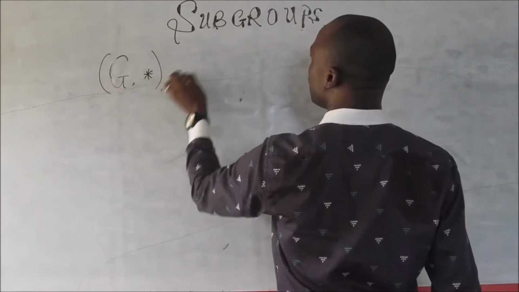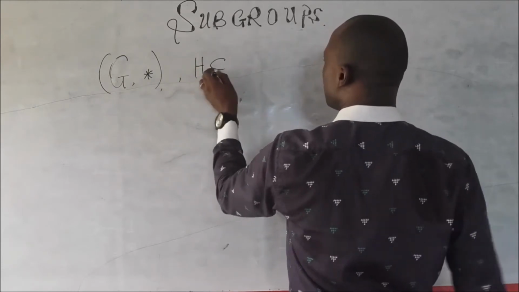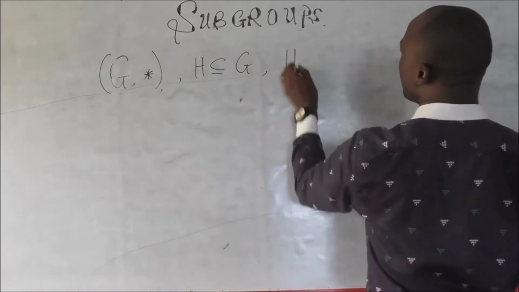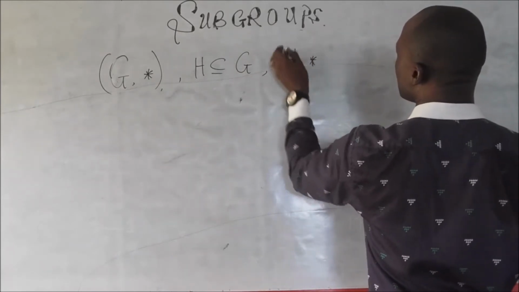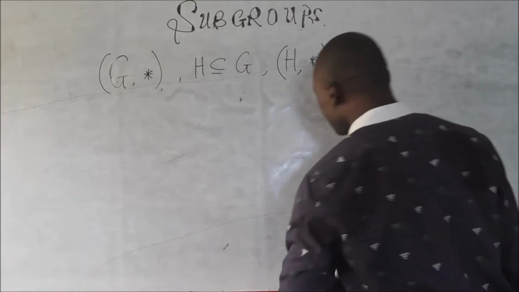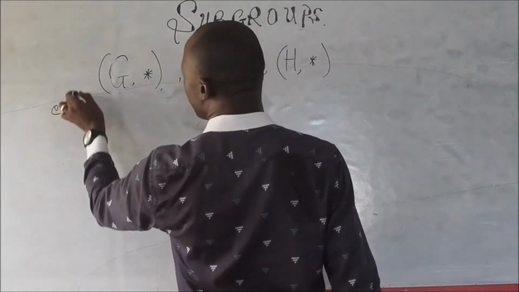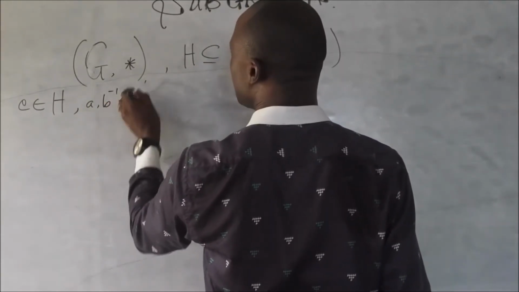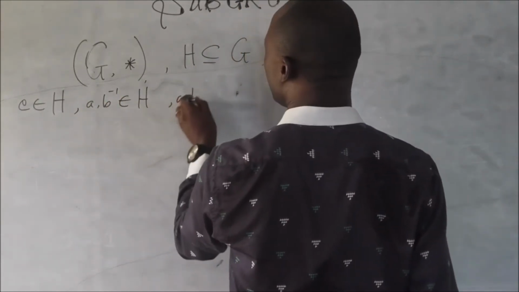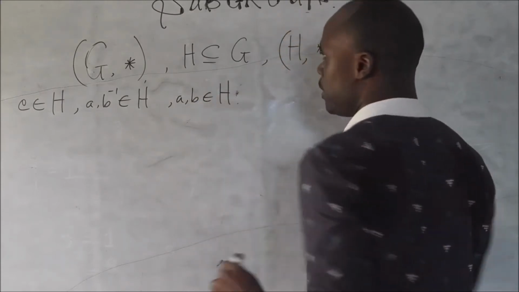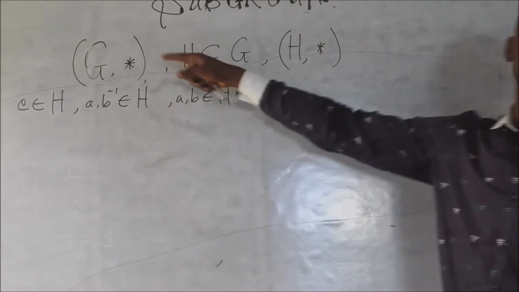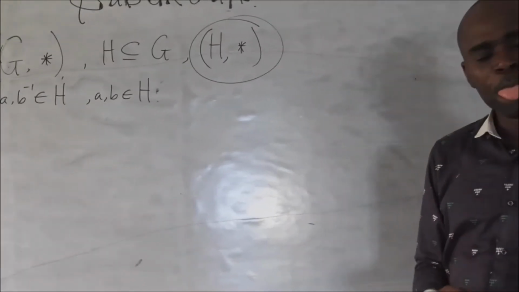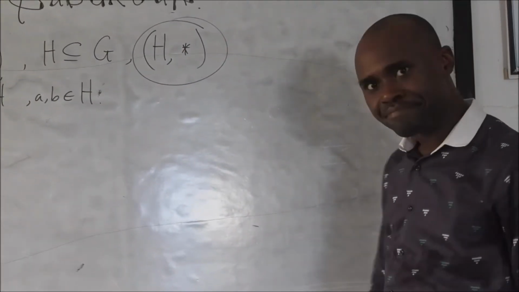Suppose you have a group G and you have H, which is a subset of G, and you discover that H itself becomes a subgroup, having E in H and having A, B inverse in H, so that A, B are in H. I remember in my last video, these are all the conditions for this to become a subgroup. But let us discuss something very interesting.